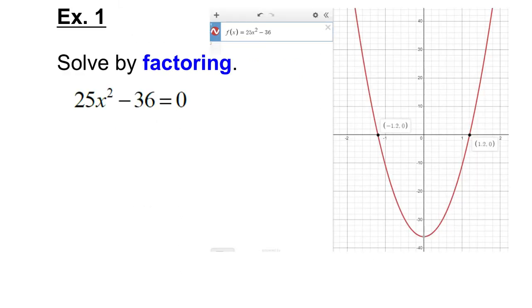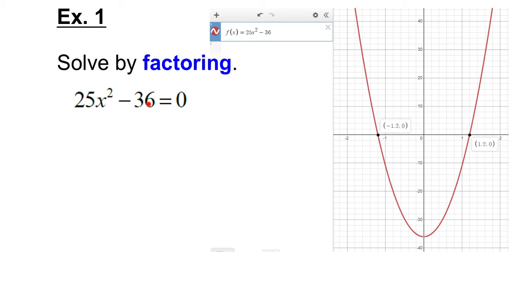In this first example, I'm going to solve by factoring. 25x squared minus 36 equals 0. Now, I already showed you how you can solve this by graphing. I just took the left-hand side of the equation and turned it into a function, plugged it into my Desmos graphing calculator, it made the graph, and I just found the x-intercepts. So I know x is equal to negative 1.2 or positive 1.2. I know there's going to be two different answers to solve this equation. But let's work through solving by factoring here.